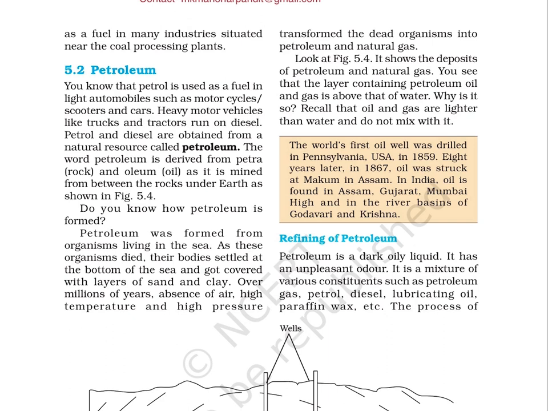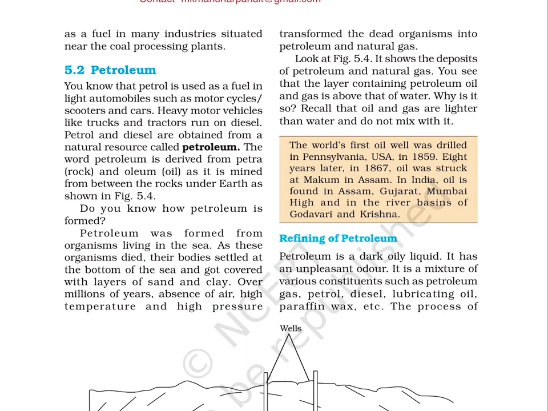The world's first oil well was drilled in Pennsylvania, USA in 1859. 8 years later, in 1867, oil was struck at Makum in Assam. In India, oil is found in Assam, Gujarat, Mumbai High and in the river basins of Godavari and Krishna. Refining of petroleum.